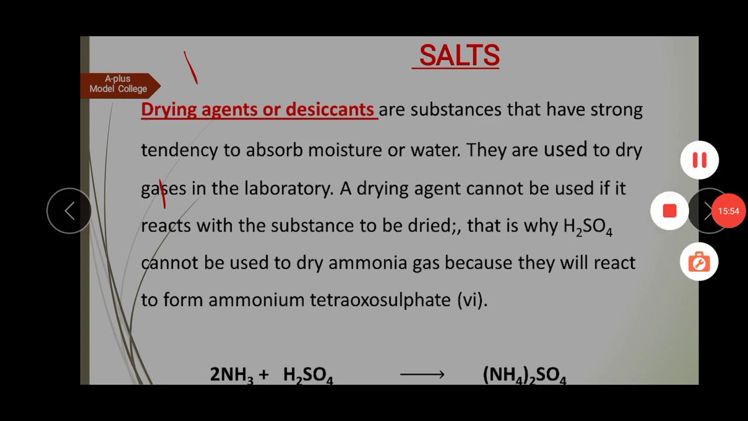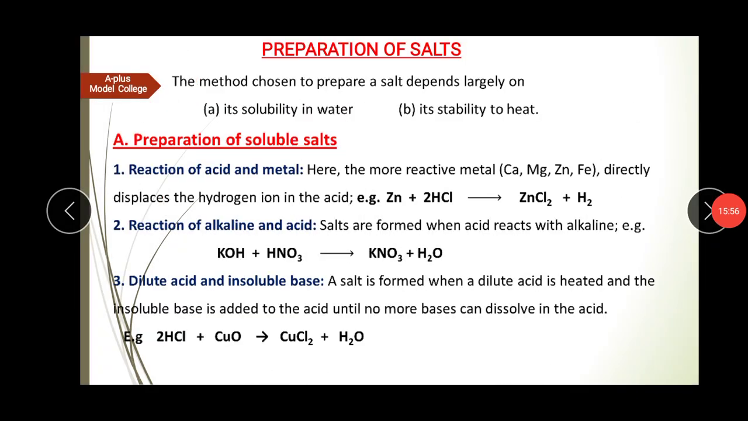Next slide is how do we prepare salts. The method chosen to prepare a salt depends largely on its solubility in water and its stability to it. There are two methods here that we use to prepare, that is, how soluble that salt is in water and how stable that salt will withstand it. The first one is the preparation of soluble salts.